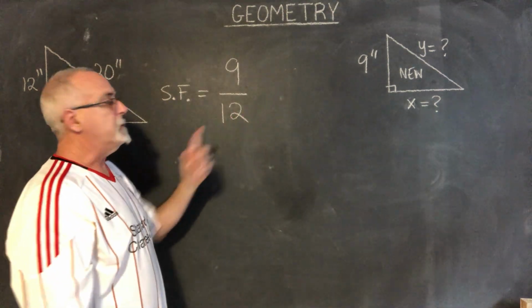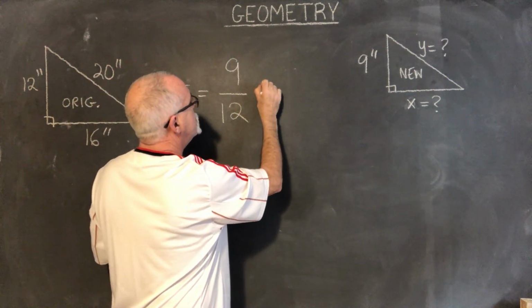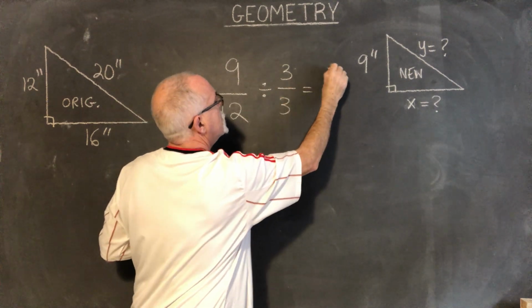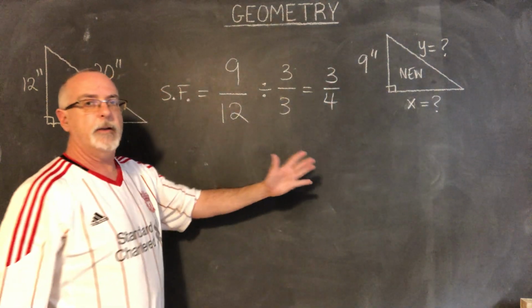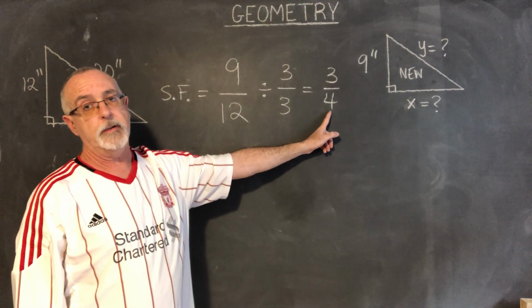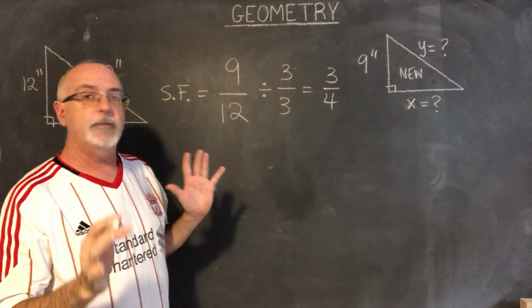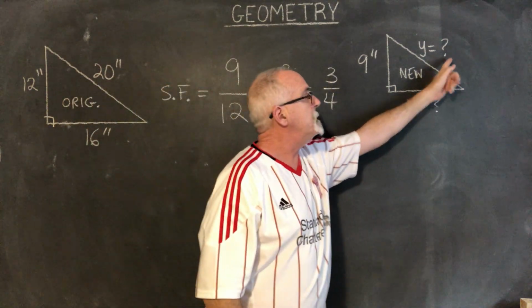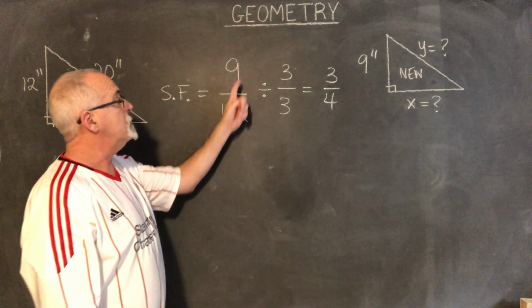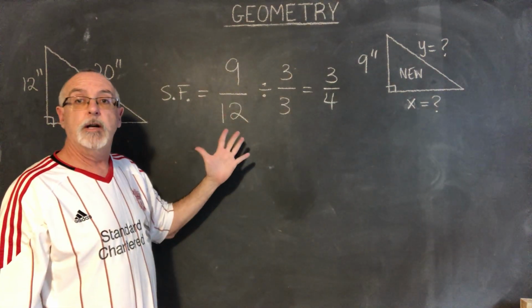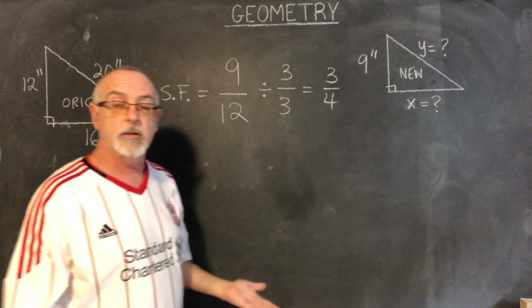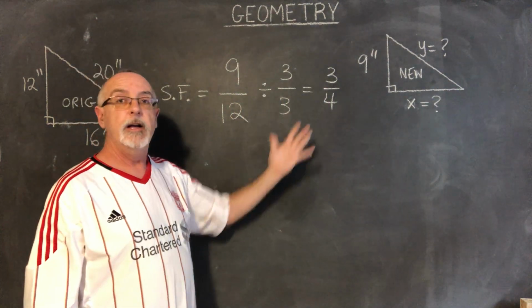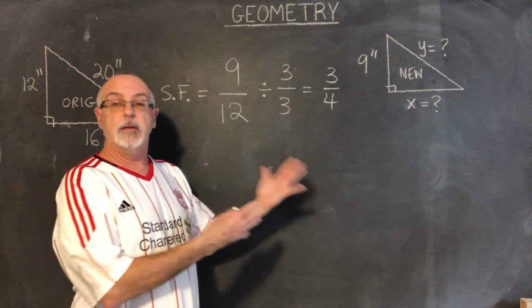I can also reduce this, of course. If I divide both top and bottom by 3, I get 3/4. So my scale factor is 3/4. This is now a simplified scale factor. But the thing that's kind of fun is that I can use the simplified scale factor to help me figure out the missing side lengths, but I could also use the unsimplified version to help me find the side lengths, and it would also work. So you don't have to reduce the fraction you get as your scale factor in order to be able to use it to calculate missing side lengths.